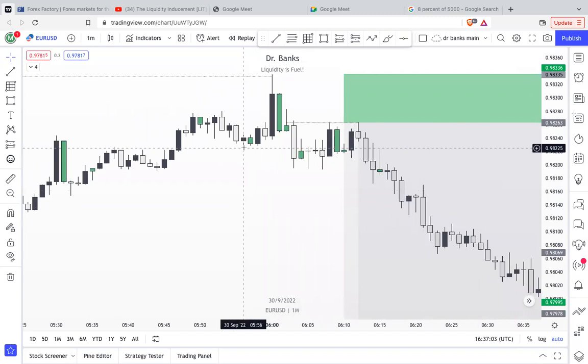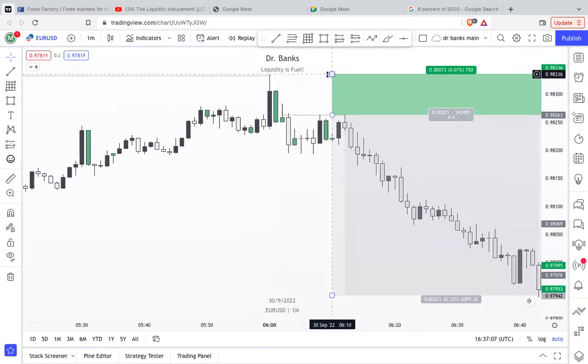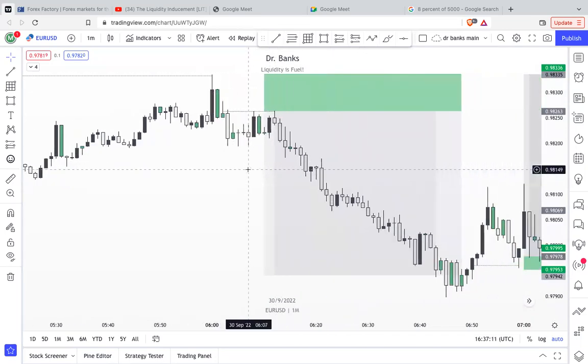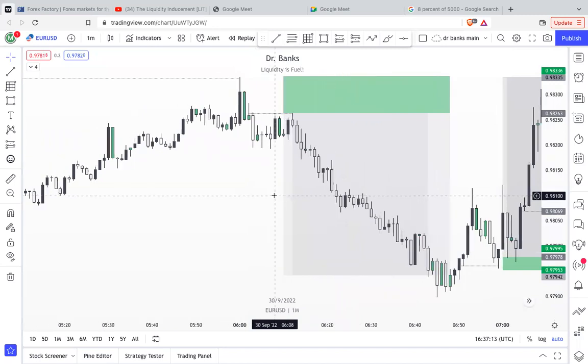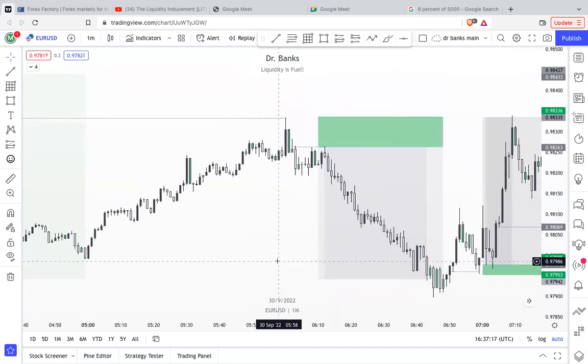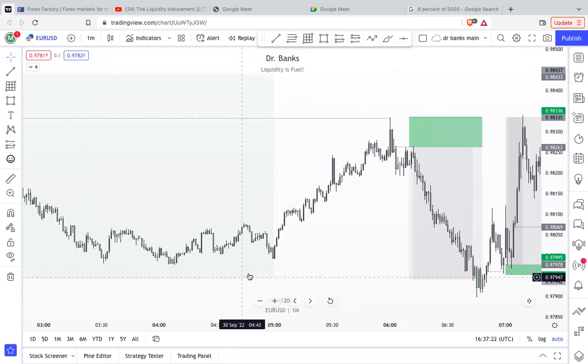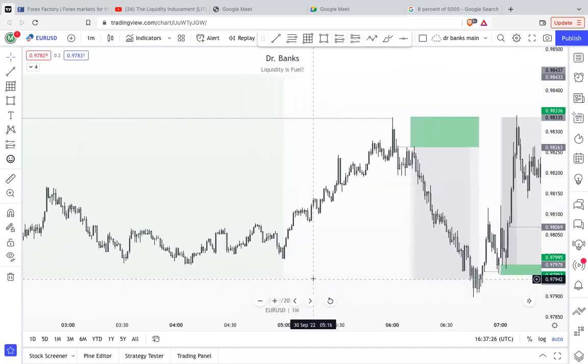Because for me, this was a break of structure, and I will always have my stop loss above this high. So this is a 7.3 pip stop loss, and this is a 4-hour trade. I think I stayed full volume on the 4-hour because I was targeting this Asian low to be taken out. So I just took out everything on the 4-hour. We're taking out this Asian low.